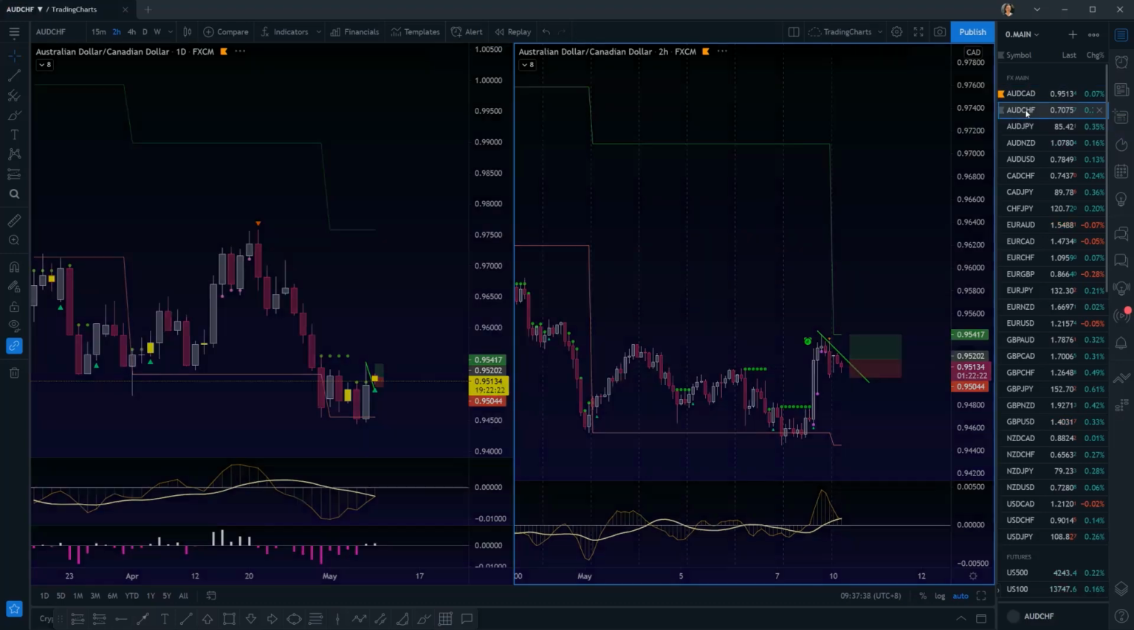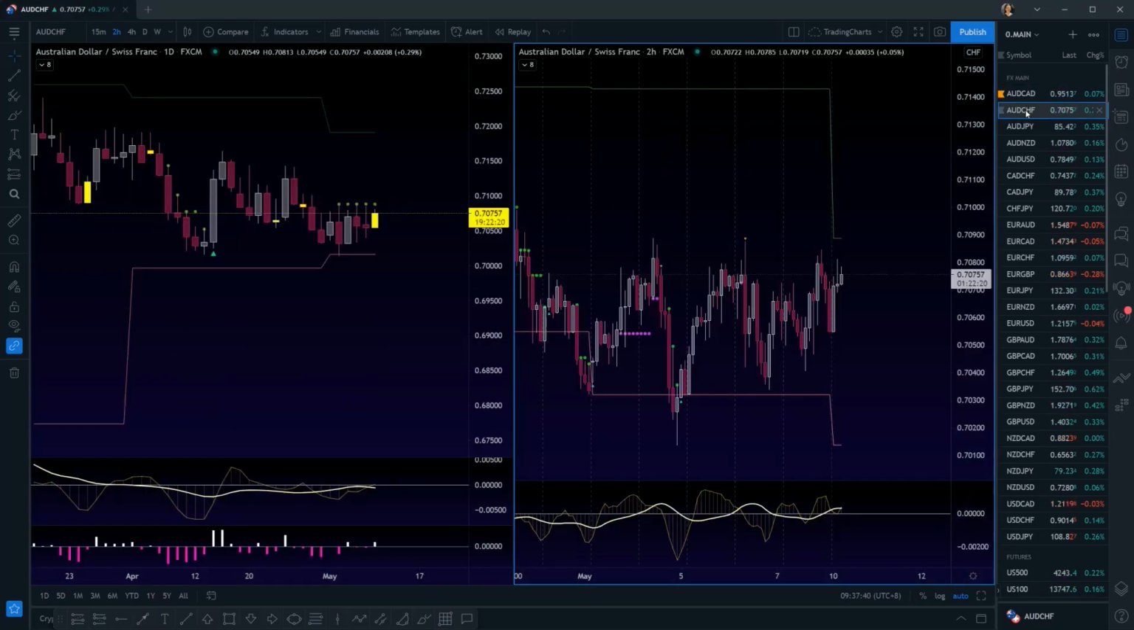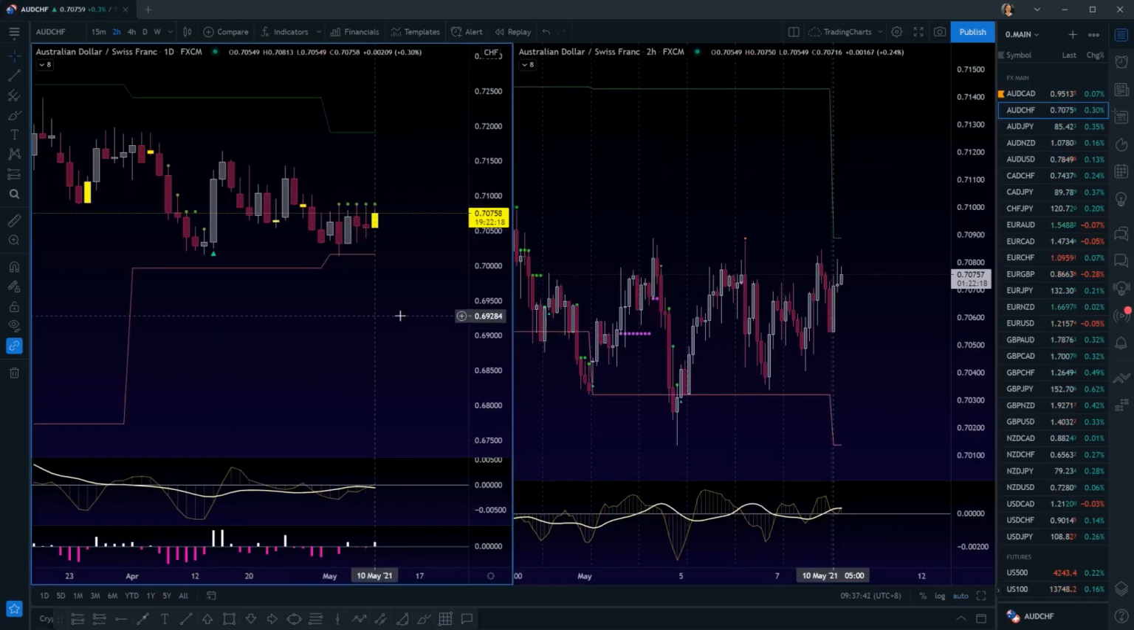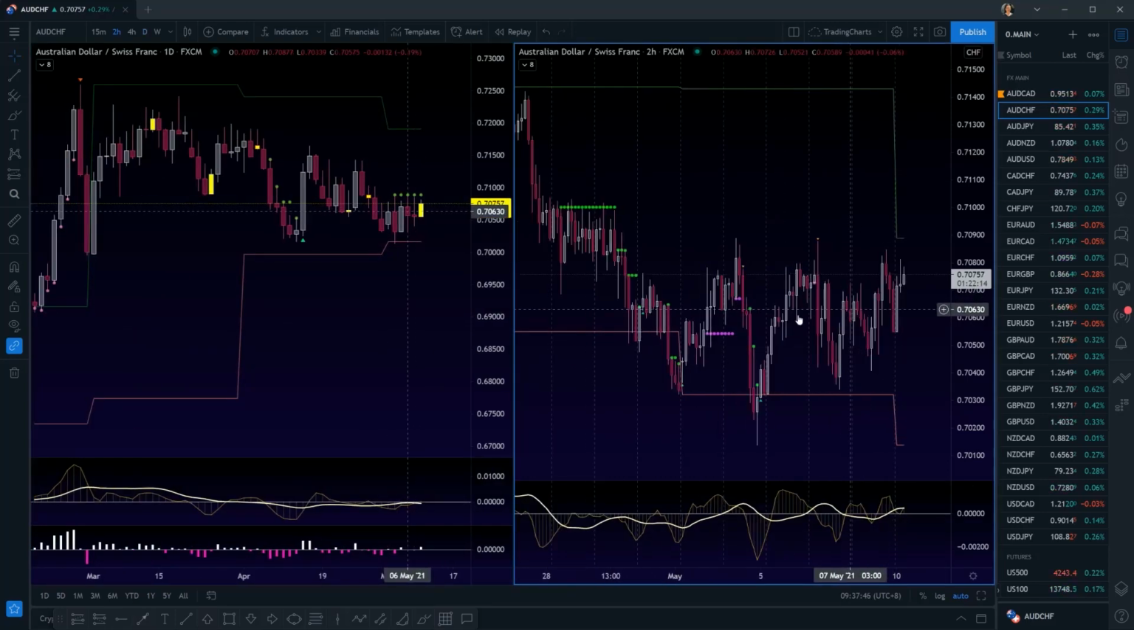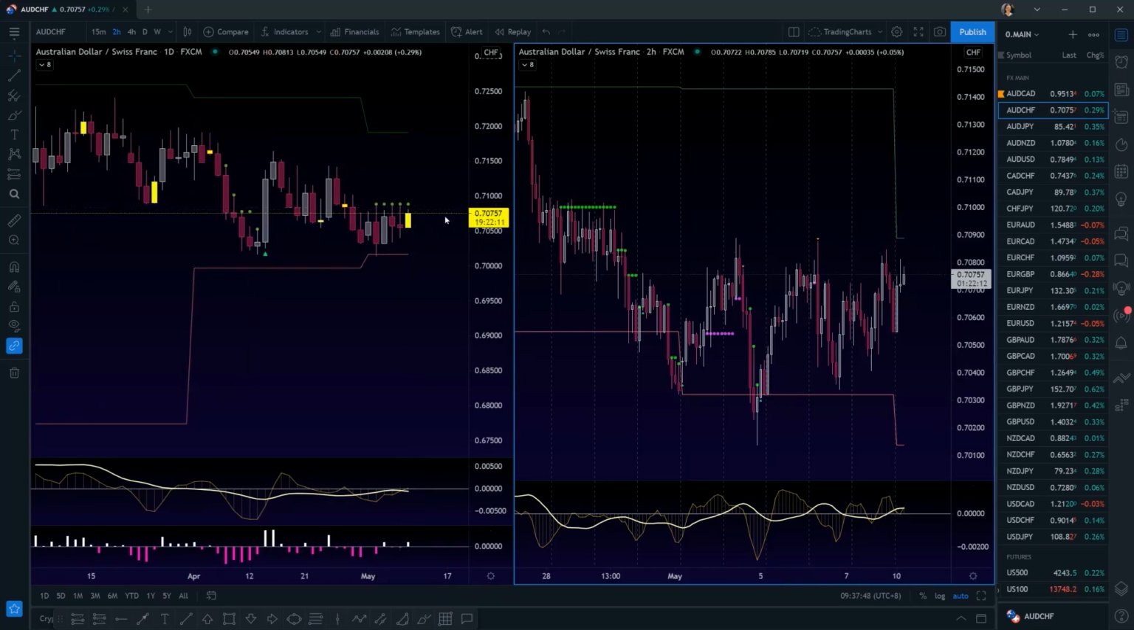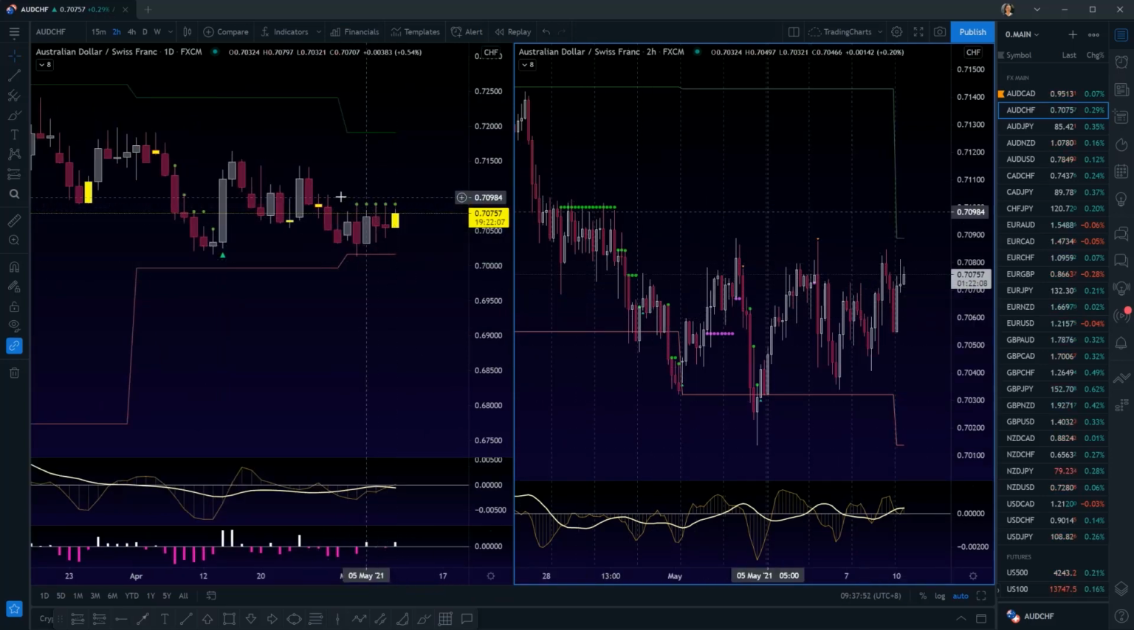Okay, next. Aussie Swiss. Okay, immediately, I'm not quite interested in this. It's just consolidating and ranging, and I don't trade ranges, so I'm gonna skip Aussie Swiss.